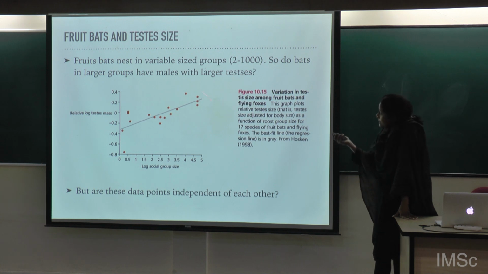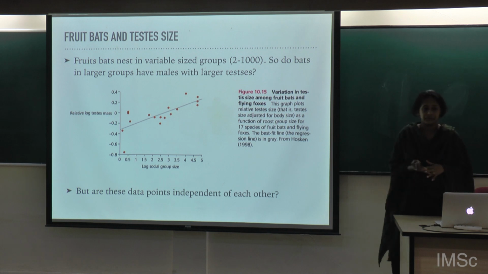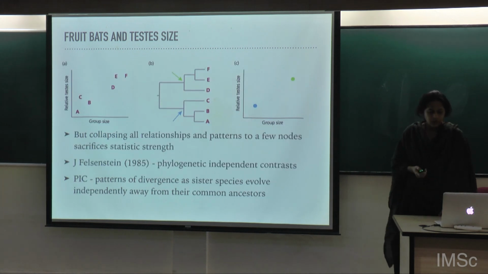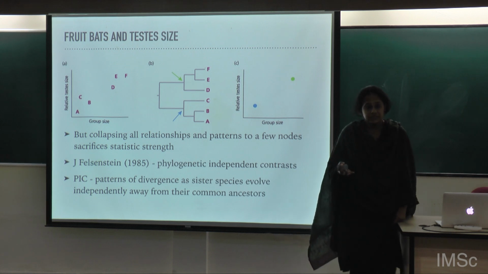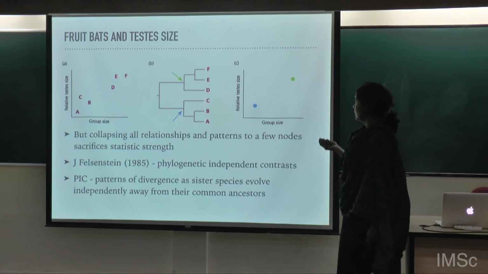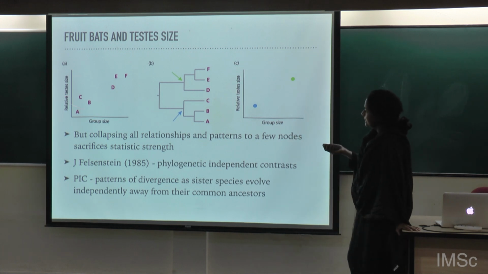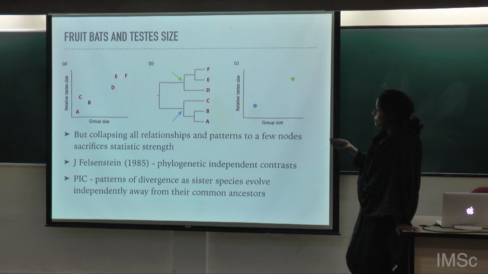But if we're looking at different species here, then the question is, are each of these data points independent of each other, right? By that, this is what we mean. If we're looking at, say, 6 species, and one trait across 6 species, let's assume that our trait is still testis size and group size. So you have 6 bats, A to F, and when you plot group size against testis size, you see 2 clusters, A, B, C, and D, E, F.